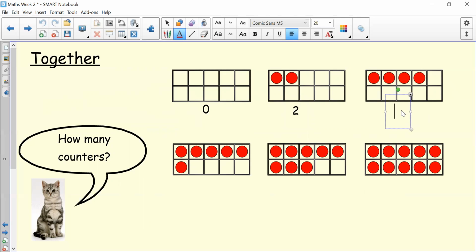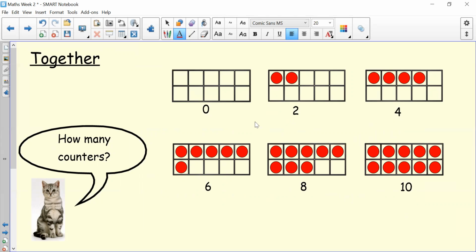What about in this 10 frame? Did you say 4? That's right, because we've added 2 more counters. And look, we've added 2 more again. Here are the 4 that we've just looked at, and then there are 2 more. So how many counters in this 10 frame? That's right, 6. And if we add another 2, did you say 8? Amazing. You're doing so well. And then finally, we know what this shows straight away because it's a full 10 frame. So it shows 10, that's right.